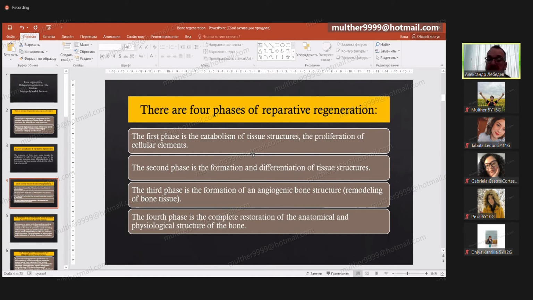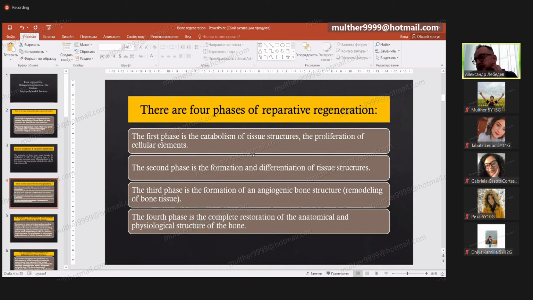The first phase is catabolism in the tissue structures and proliferation of cellular elements. You know that we have some special cells in the bones. We have osteoblasts and osteoclasts. Osteoblasts try to grow new bone tissue, and osteoclasts eat, let's say like this, the unneeded bone tissue. And this balance of catabolism and anabolism by these two kinds of cells guarantees that the first phase happens. The second phase is the formation and differentiation of the tissue structures.